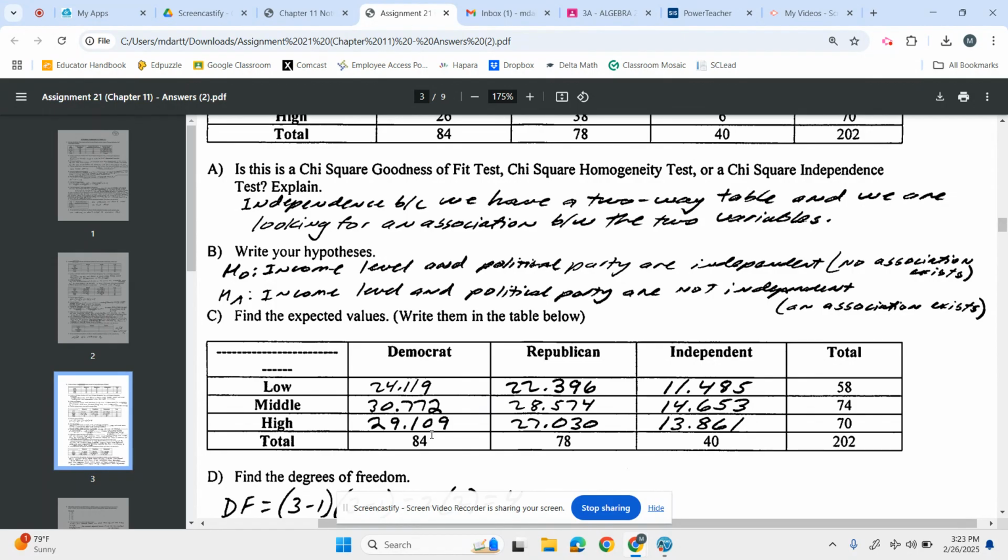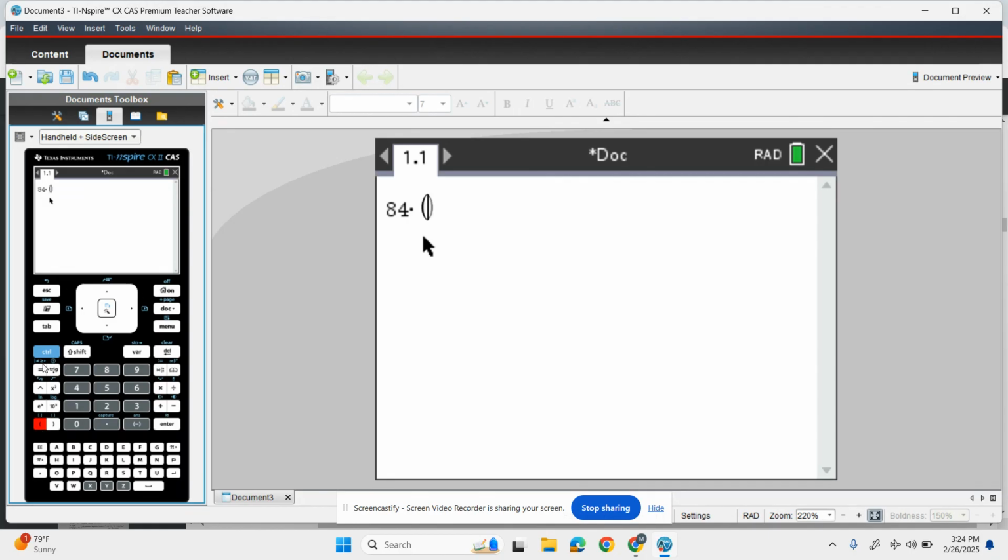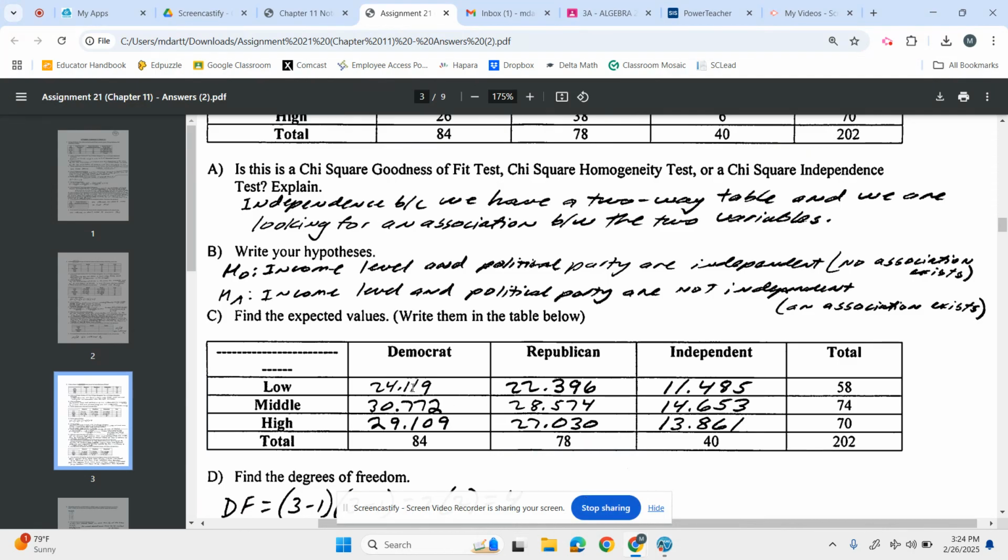Now, when we find our expected counts, we do it exactly like we did before. Just like with homogeneity, we take our total and we multiply it by the ratio, which in this case would be 84 times 58 over 202. So let me show you. I'm going to create a calculator, and I'm going to do 84 times 58 over 202. And you get 24.119, which is what I had right here, 24.119.